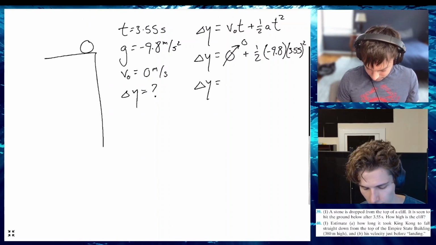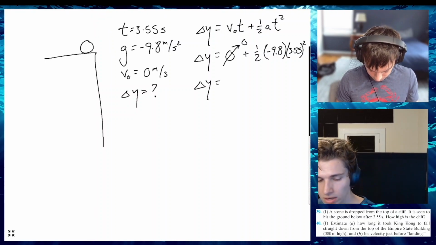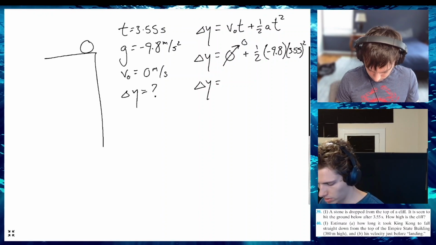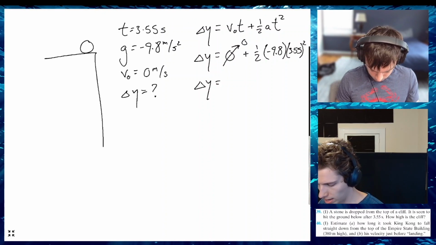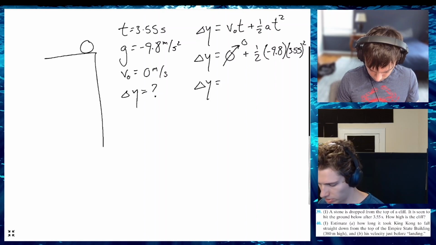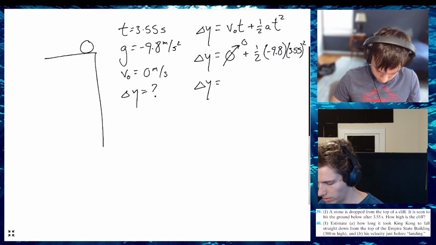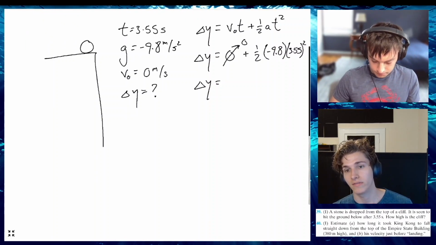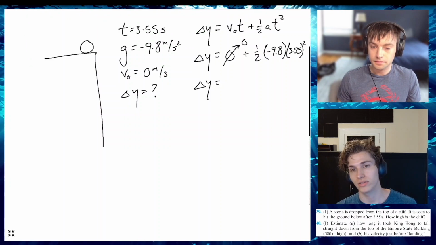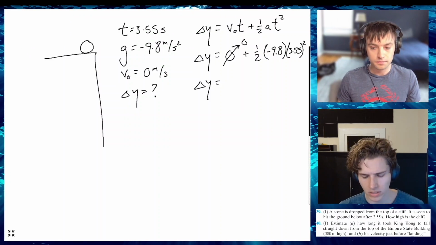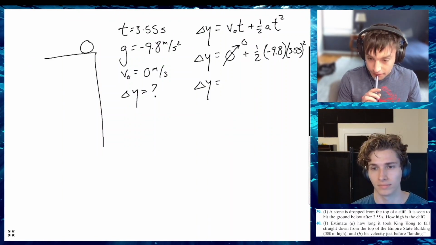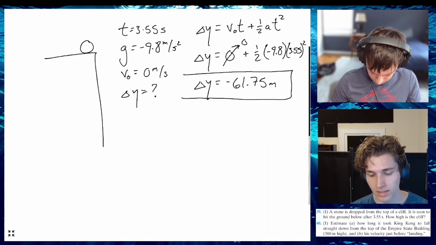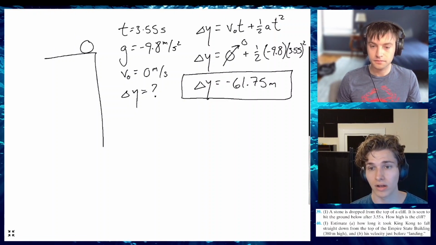Can we solve this on our calculators? We can. Let's do it. I'm not going to even include the 0 times 3.55 because I don't need to. I'm going to do 1/2 times negative 9.8 times 3.55 squared. Now, if you come up with an error when you're doing that, there's usually a negative button and a minus button, and those are two different things on your calculator. Matt, what did you get for your answer here? I got negative 61.75 meters. This is the distance that the rock falls.